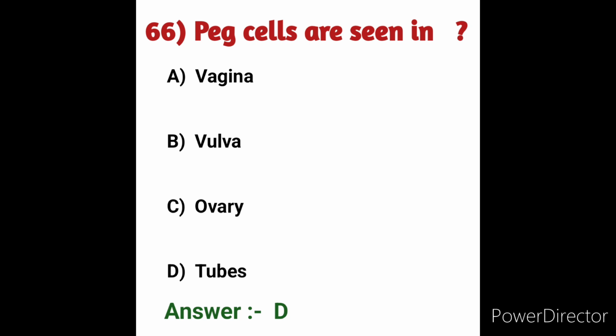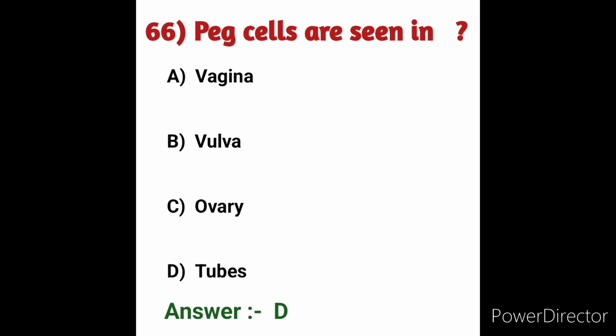Peg cells are found in the uterine tubes. These uterine tubes have peg cells in females only. These are non-ciliated epithelial cells. The peg cell function is to help the fertilized ovum move into the ampulla. Option D is the correct answer.